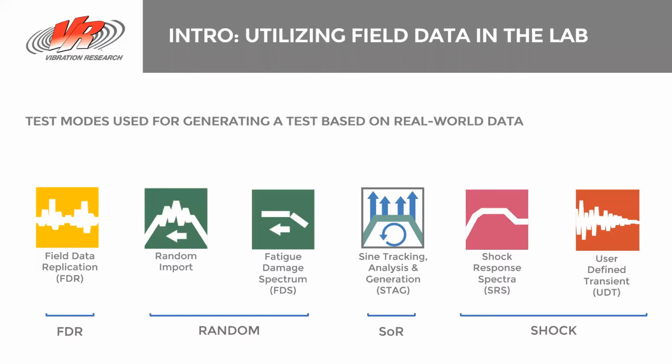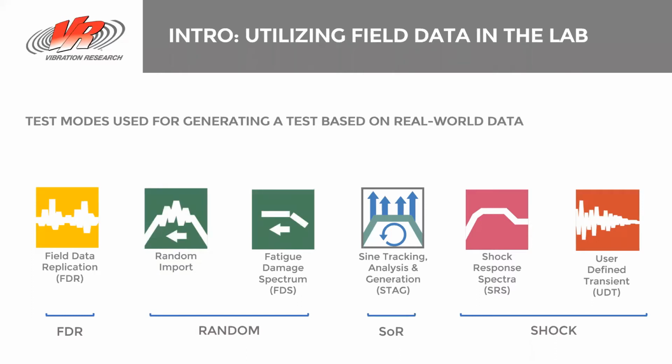Finally, shock. You can run the shock response spectrum or user-defined transient. The way to look at these are, if you want to define a shock pulse in the frequency domain, the SRS option will do that. Or if you want to define it in the time domain, the UDT option. So this is often used for earthquakes. People will take a time history file of an earthquake or a simulated earthquake and play it back on their shaker.